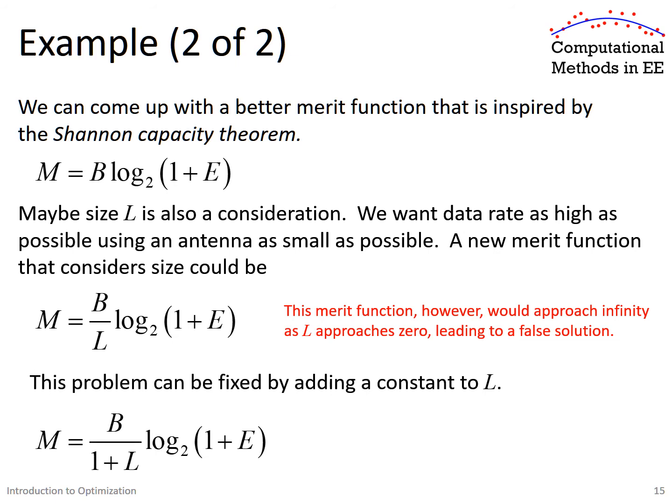Well, I decided to just add 1 to L at the bottom. So when L goes to 0, that denominator stays 1. And in this way, we sort of weakened or suppressed that artifact. When L approaches 0, we get this infinite merit function. So we fixed that. So this is another way to enhance and suppress things, adding a constant to certain variables.